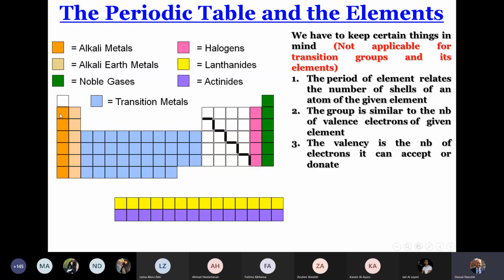Consider sodium in group 1. Sodium ends by s1, so it has to lose this electron. It can release 1 electron, so the valency of group 1 is 1. Valency of group 2 is 2. Valency of group 3 is 3. Valency of group 4 is 4. Valency of group 5 is 3. Valency of group 6 is 2. Valency of group 7 is 1. And the valency of group 8 is 0.